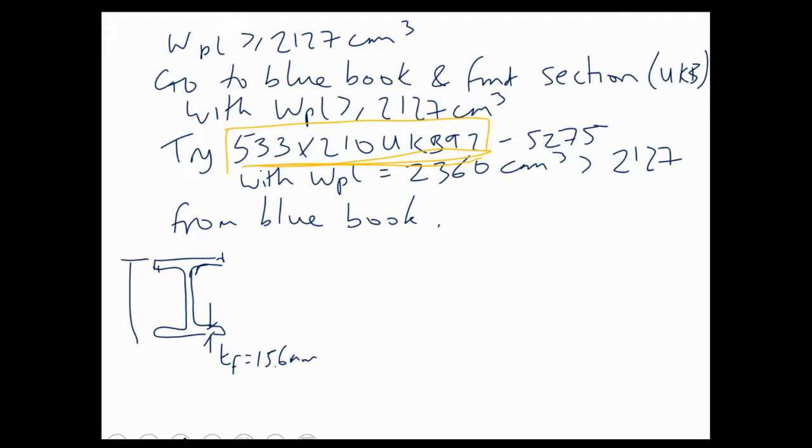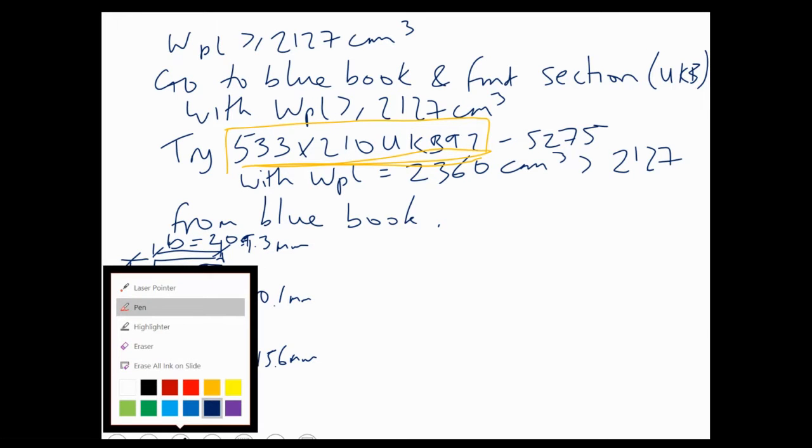We'll also need to know the overall height of the section, which is 533.1. These are all in millimeters. We'll need the thickness of the web from the blue book, which is 10.1 millimeters. We'll need the width of the flange, so B is 209.3 millimeters. And we will need the root radius on the corners, which I think is 10.7.